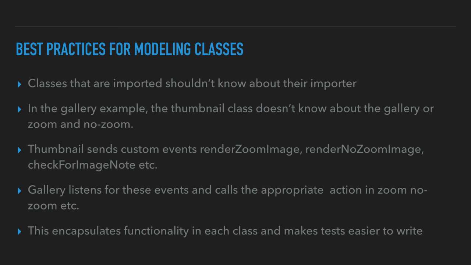There's a thing called custom events now. So from the thumbnail, you can send a custom event, say render zoom image, render no zoom image, or play video, or whatever the event may be, along with a little bit of information. And then the gallery can capture that event and relay it into the appropriate class, whether it be zoom image, no zoom image, or play video, what have you. It encapsulates your functionality and makes it pretty easy to work with.